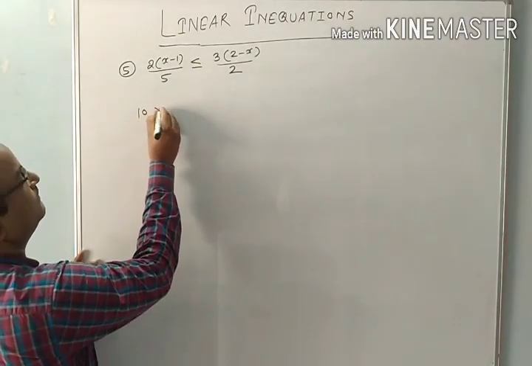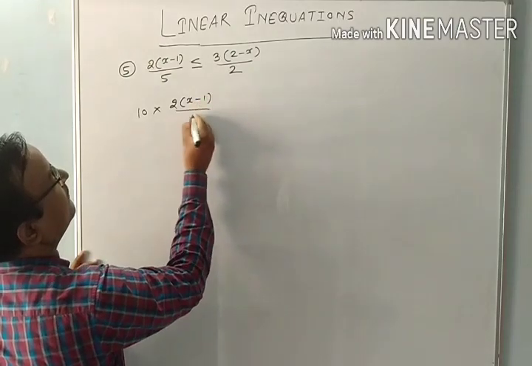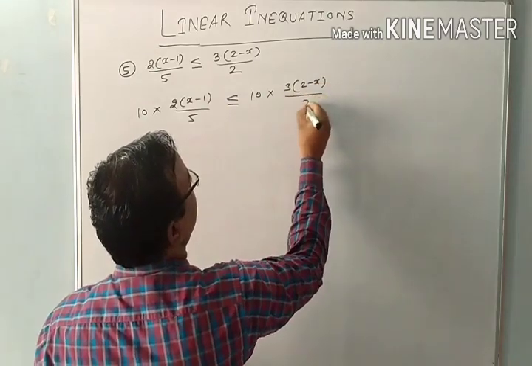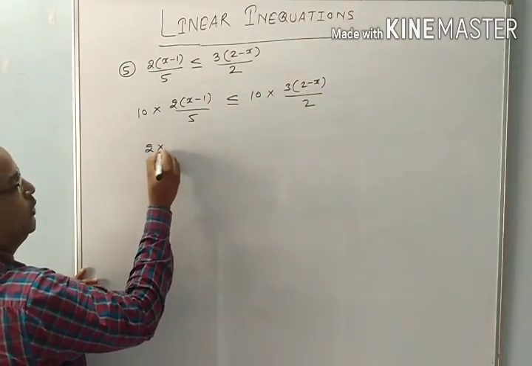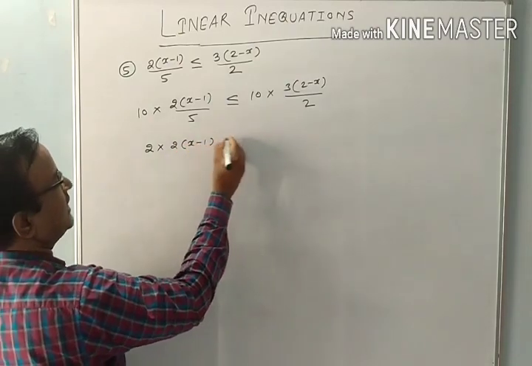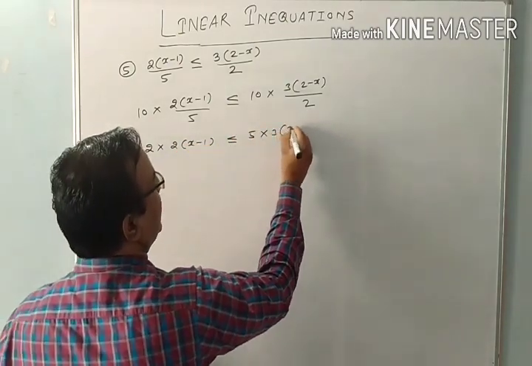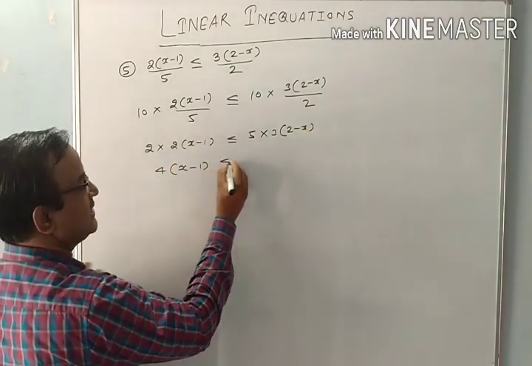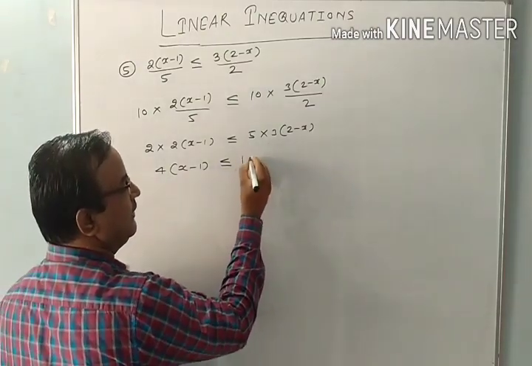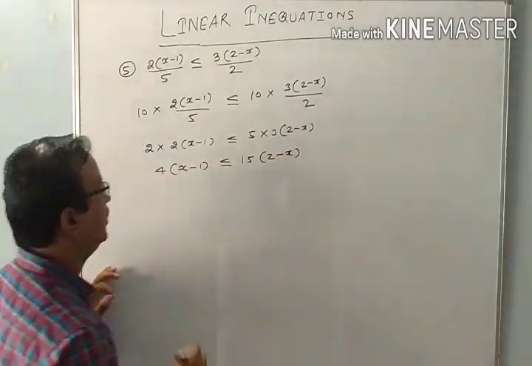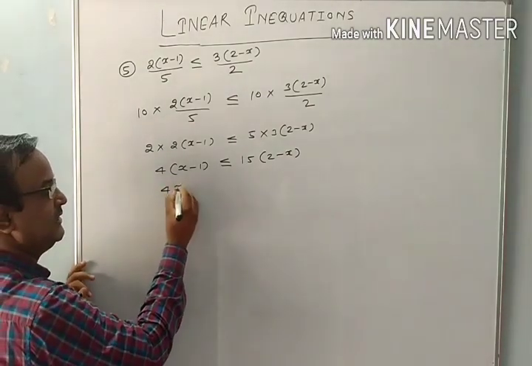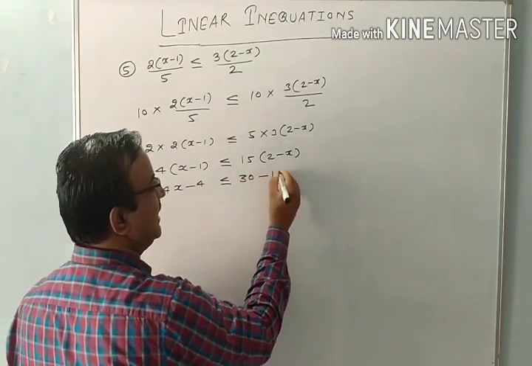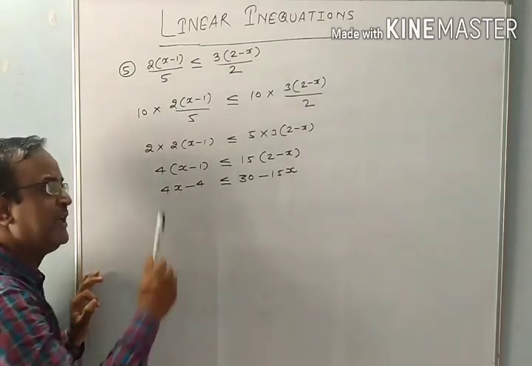So it is 10 into 2 into (x minus 1) by 5 is less than or equal to 10 into 3 into (2 minus x) by 2. So we write 2 into 2 into (x minus 1) is less than or equal to 5 into 3 into (2 minus x). So it is 4 into (x minus 1) is less than or equal to 15 into (2 minus x). Again we multiply, and we get 4x minus 4 is less than or equal to 30 minus 15x.